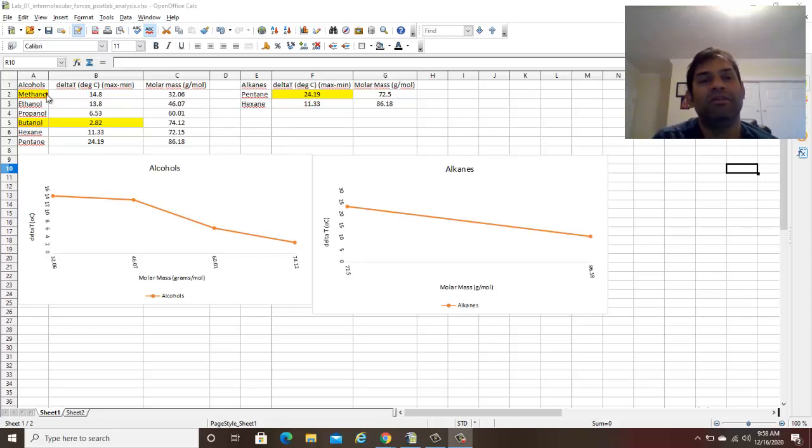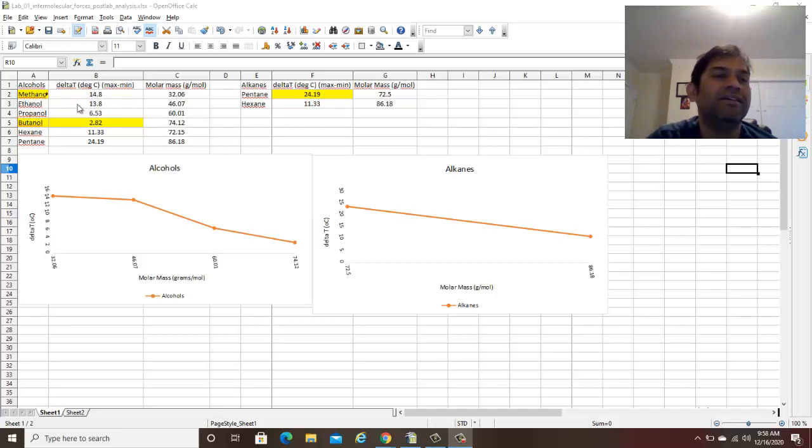So one of the questions in the lab asks the differences between the intermolecular forces between alcohols that have the OH group and the alkanes, which are straight chain hydrocarbons, just carbon and hydrogen. They're just straight chain pentane with 5 carbons and hexane with 6 carbons. And here's our change in temperatures, maximum minus minimum, that we calculated.